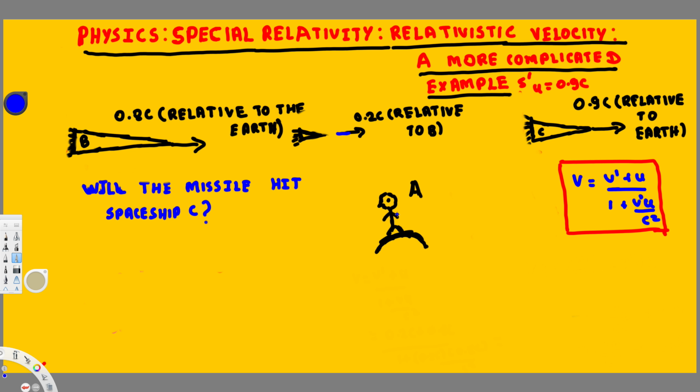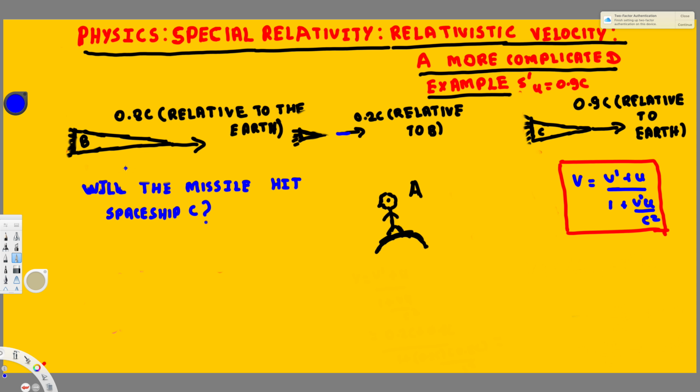Now in order to calculate this, we have to take this part alone and do the calculation, right? Now let's see how we can do it. In order to do this, we have to use the Lorentz velocity transformation equation, that is this one.